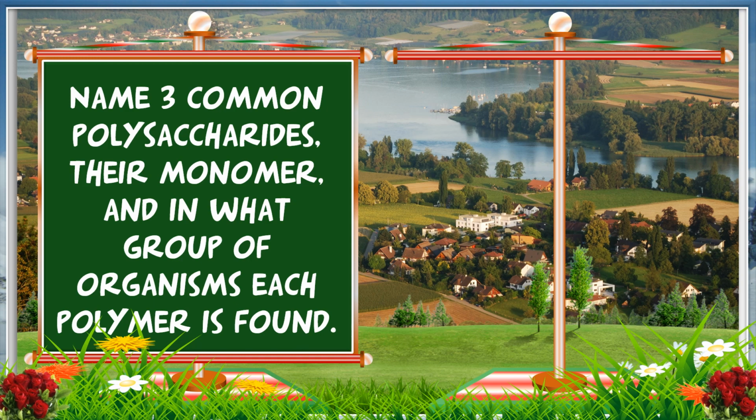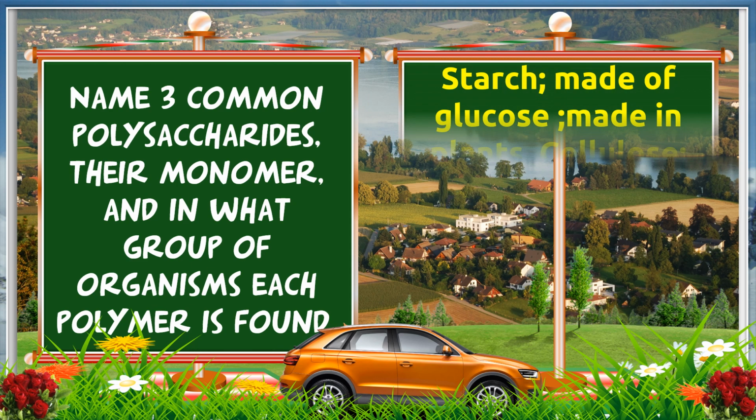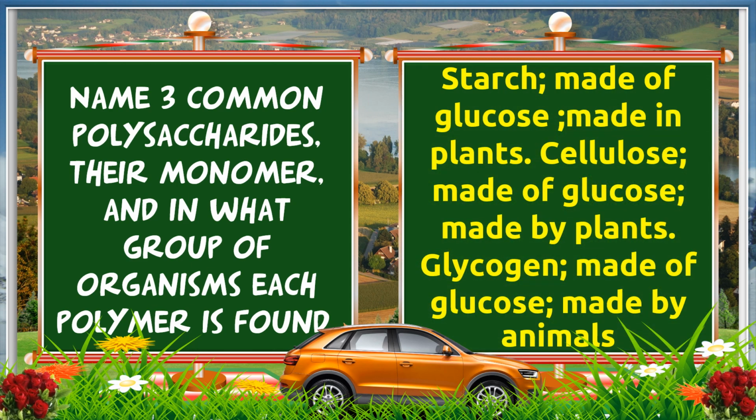Name 3 common polysaccharides, their monomer, and in what group of organism each polymer is found. Starch made of glucose, made in plants. Cellulose made of glucose, made by plants. Glycogen made of glucose, made by animals.